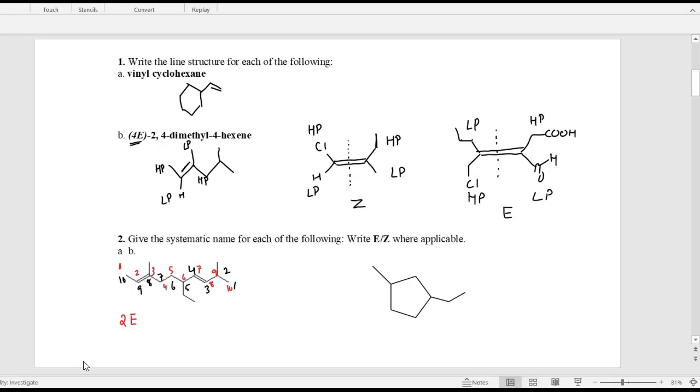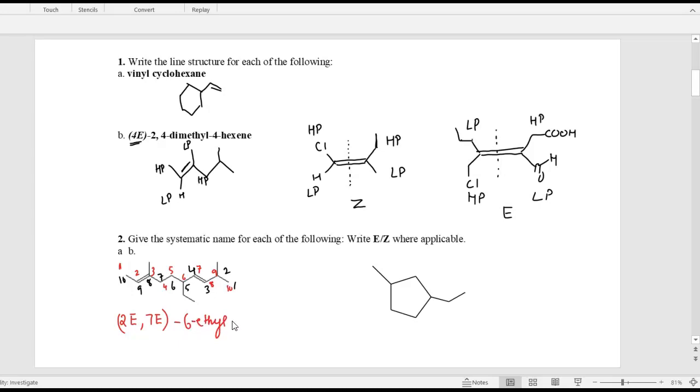You have the 2E, comma, at the 7th position, we have another double bond, which is, let's see if it is E or Z. Look at this one, it is high priority on the opposite side, so it is again an E, so 7E. Okay, so at the 2nd position and at the 7th position we have the double bonds, and you have to designate them as 2E,7E. And then at the 6th position you have an ethyl.